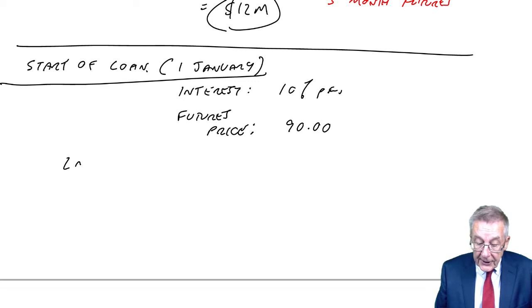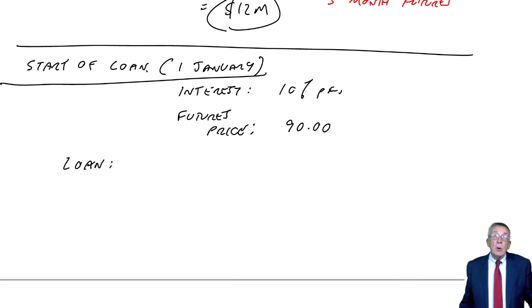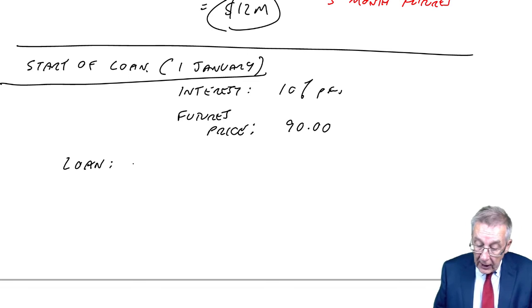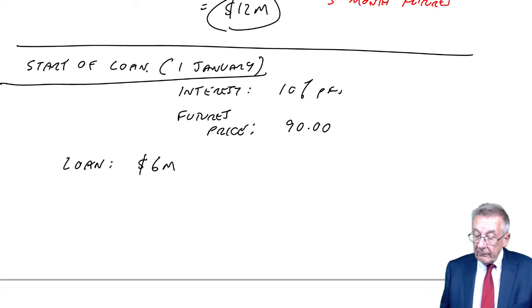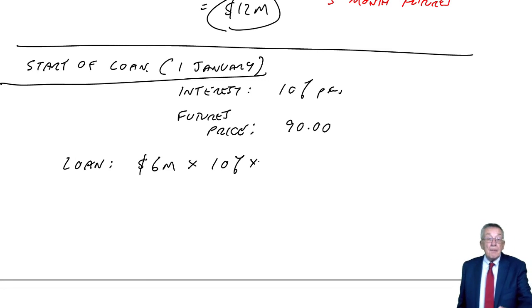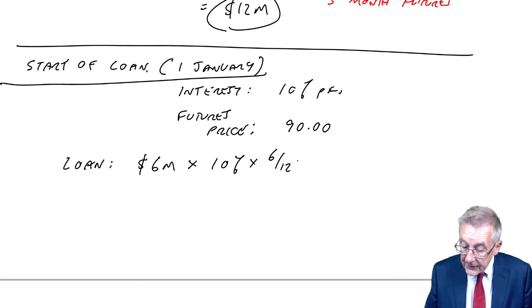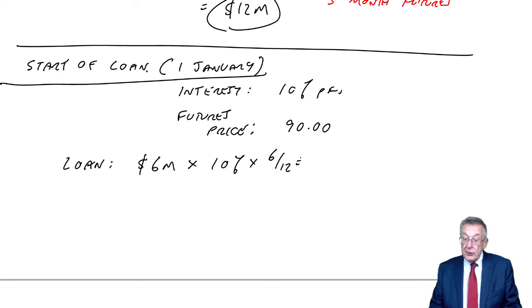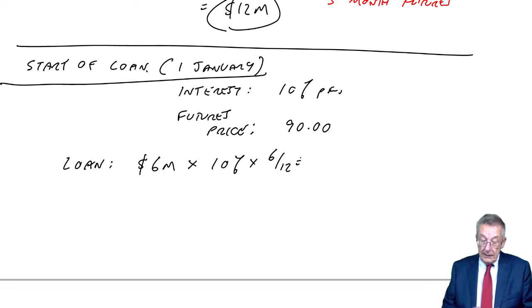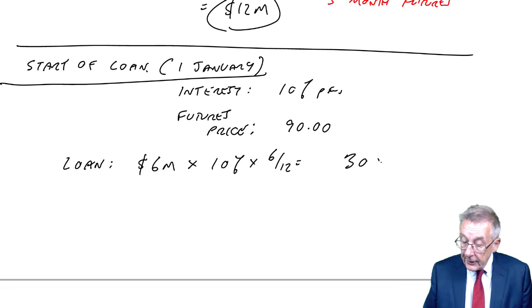First of all, the loan itself. We left the loan at risk and we pay whatever the interest happens to be, whether it's higher or lower. So the loan was 6 million. The actual interest is 10%. But the interest is always quoted yearly, and we're only borrowing for 6 months, so 6/12. And so we'll pay interest of 300,000.